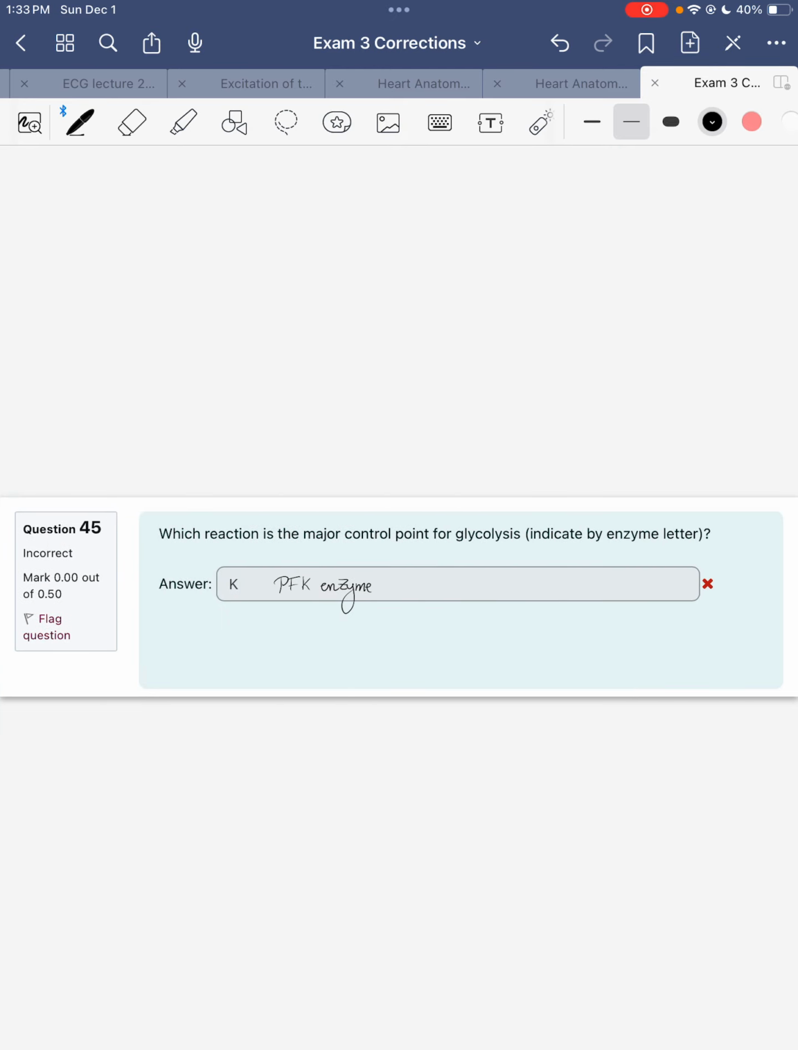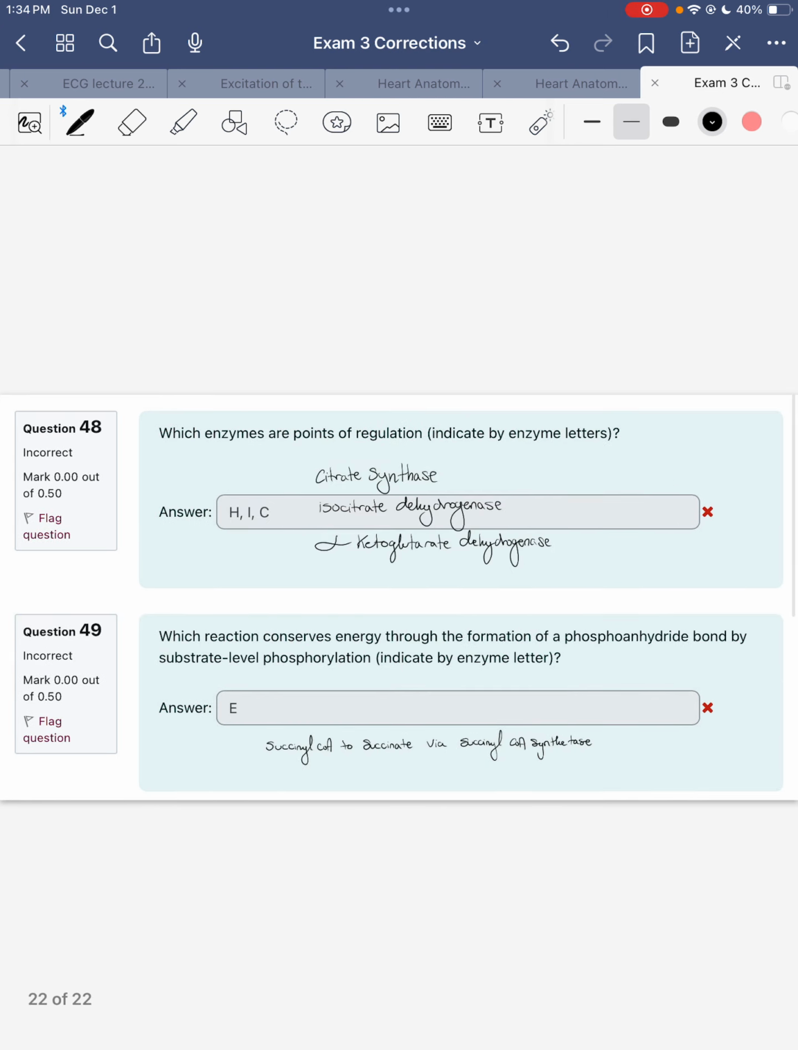This one, I don't remember what the letters are, but it should be for the PFK enzyme, because that is a major regulation point in glycolysis. And then in the citric acid cycle, it should be citrate synthase, isocitrate dehydrogenase, and alpha-ketoglutarate dehydrogenase for those enzymes of regulation. And then the succinyl-CoA to the succinate via the succinyl-CoA synthetase. That is the reaction that conserves energy.